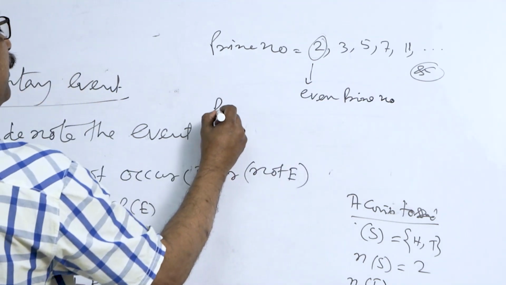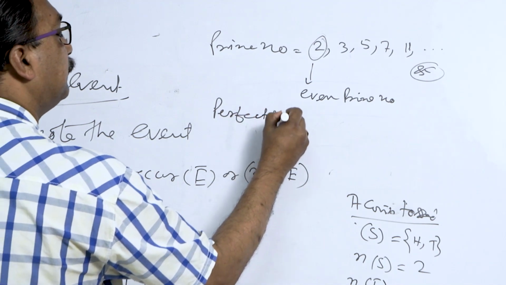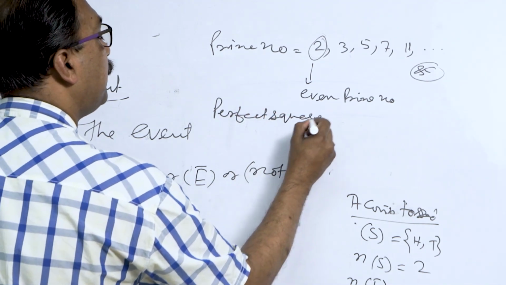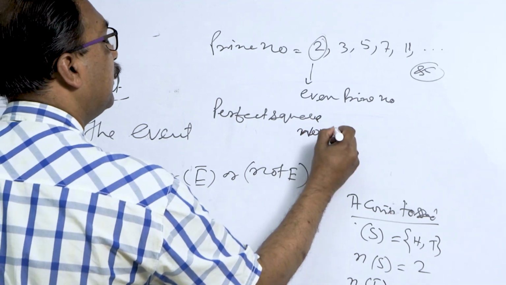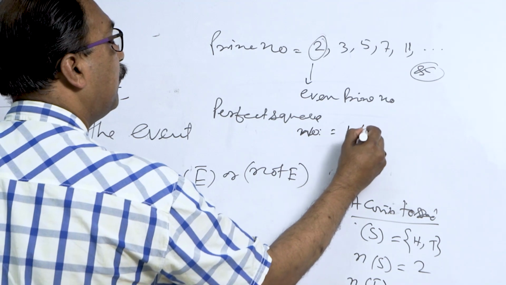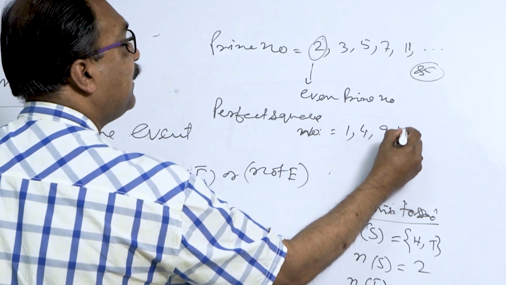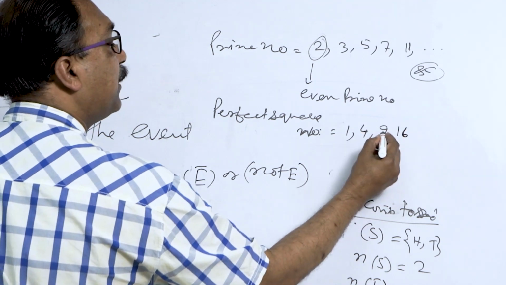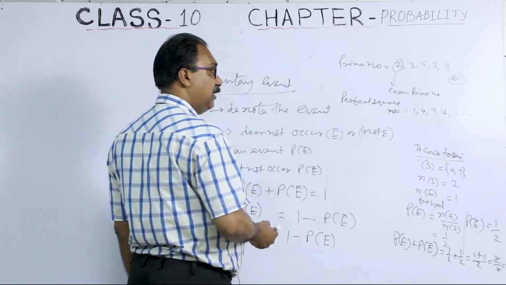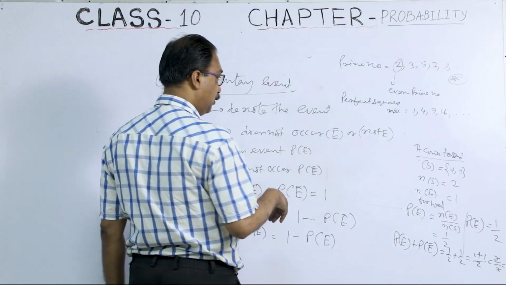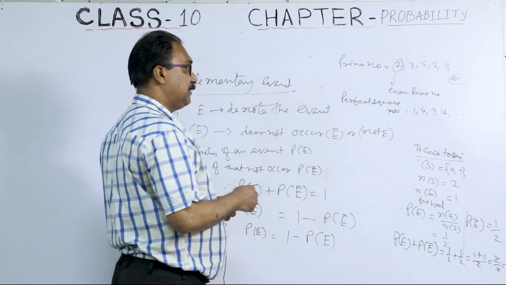What is a perfect square number? That number is nothing but, say, 1, 4, 9, 16. That means the square numbers: 2 square, 3 square, 4 square, 5 square, and so on. A square number is a number having a square root. Clear? You need to have these ideas when you solve the problems in the exercises.